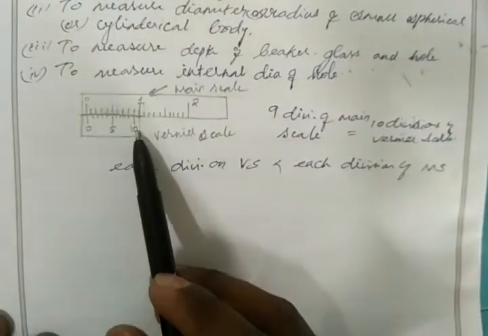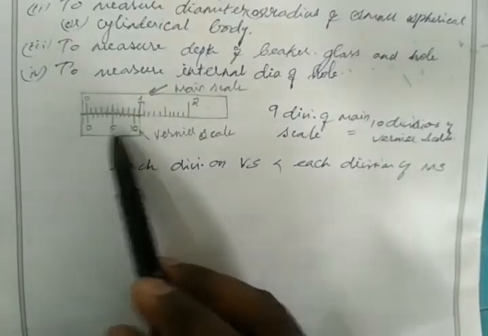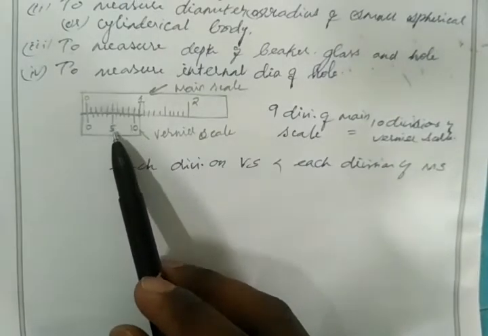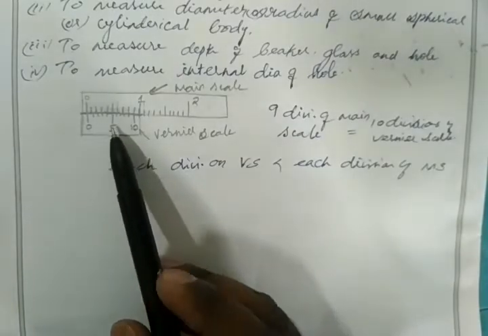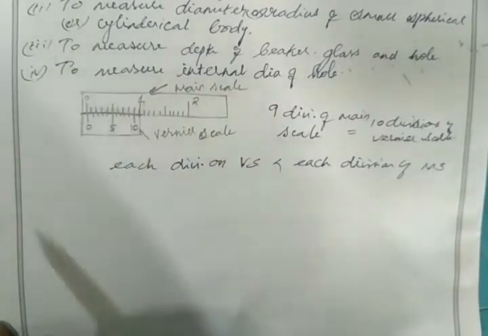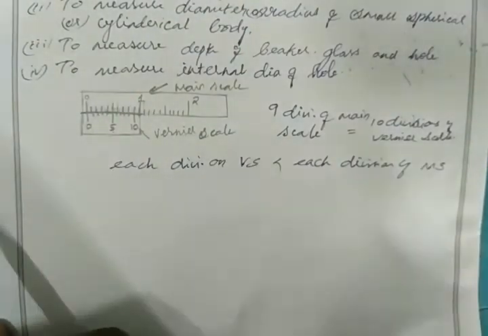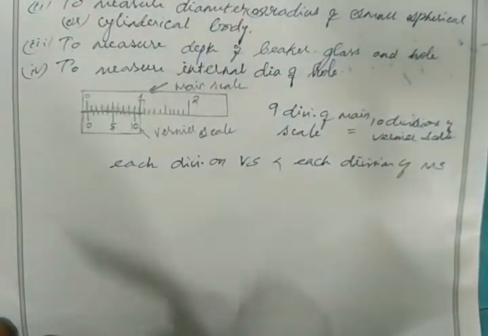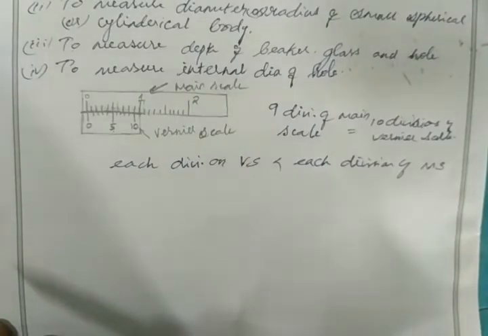So here the main scale is marked in millimeter or centimeter. 10 millimeters equal 1 centimeter. But in the vernier scale we don't have such units. It is not 5 millimeter or 5 centimeter, it simply has some divisions. Here 5 and 10 mean 5 divisions and 10 divisions. We don't know the distance between two small divisions. So by combining these two, we know the smallest measurement of the instrument, the least count, will be 0.01 centimeter.